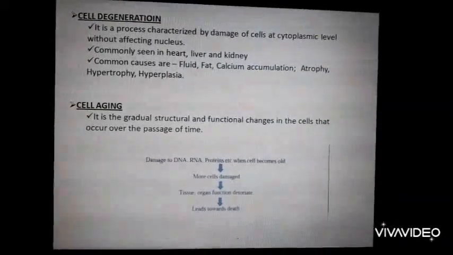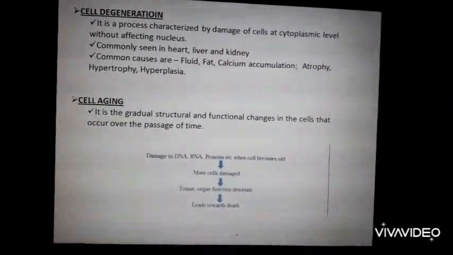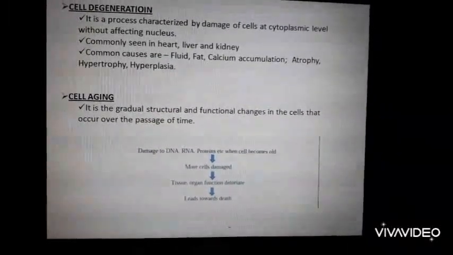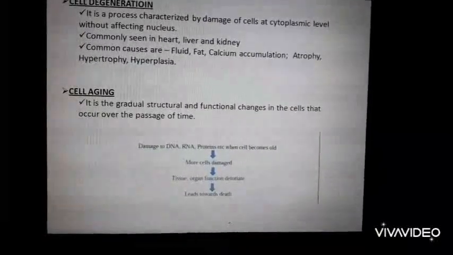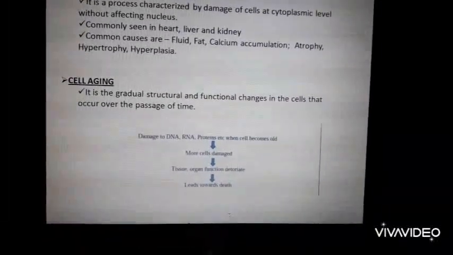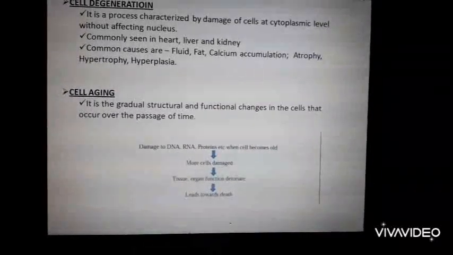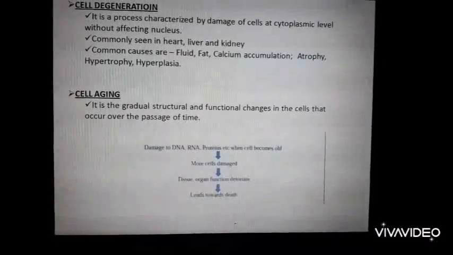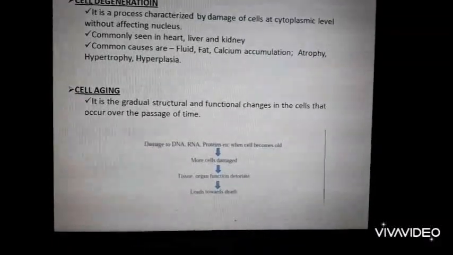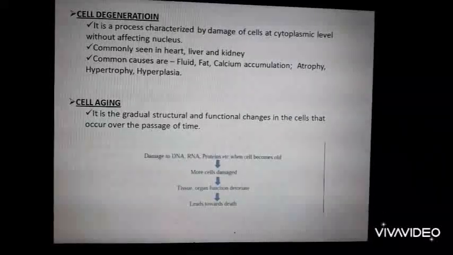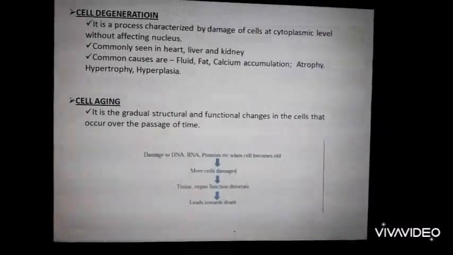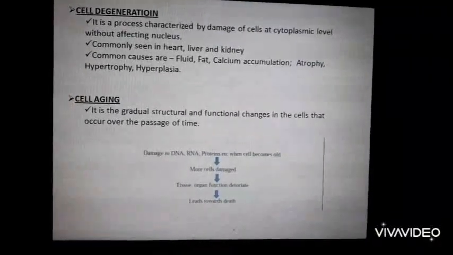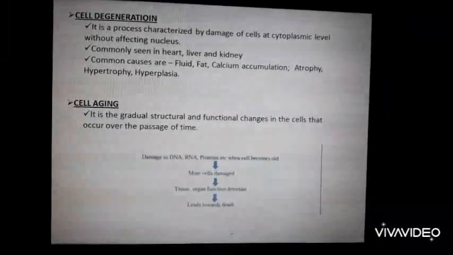Our second topic, cell degeneration. It is a process characterized by damage of cells at cytoplasmic level without affecting nucleus. It is commonly seen in most metabolically active organs such as heart, liver and kidney. Common causes for cell degeneration are fluid, fat, calcium accumulation and also atrophy, hypertrophy and hyperplasia.